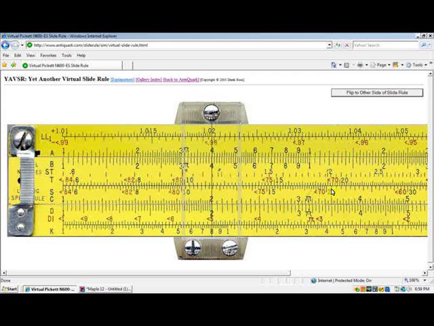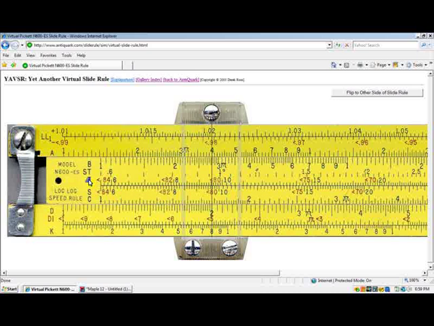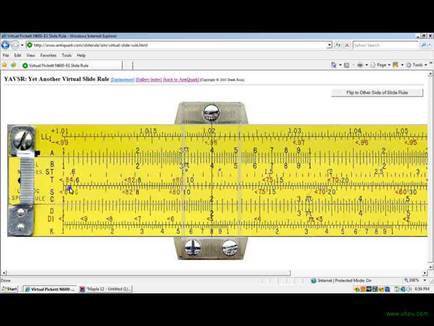Okay, we have here the Pickett N600 slide rule. This is a 6-inch pocket slide rule. I had shown you this before in my introduction video. There's the model number right there. What I want to do is take a look at the Mantissa scale. So we're going to flip this over.